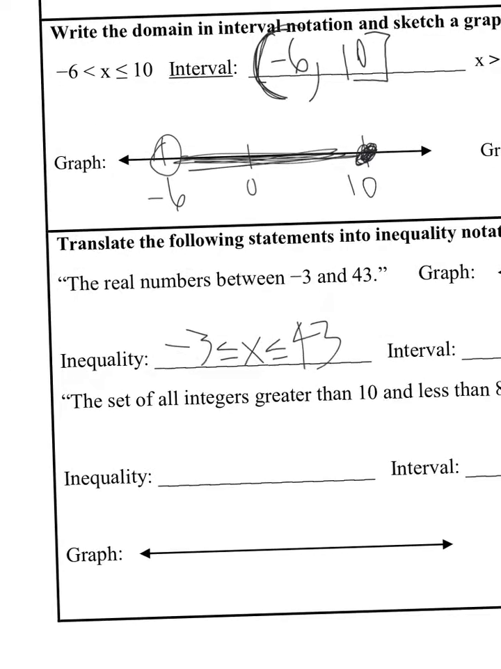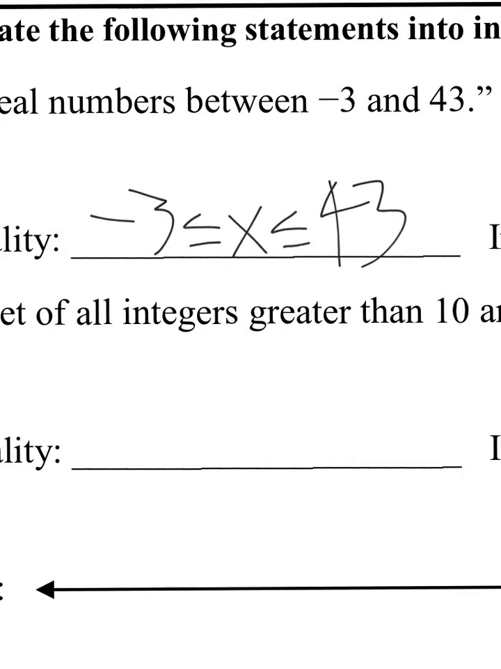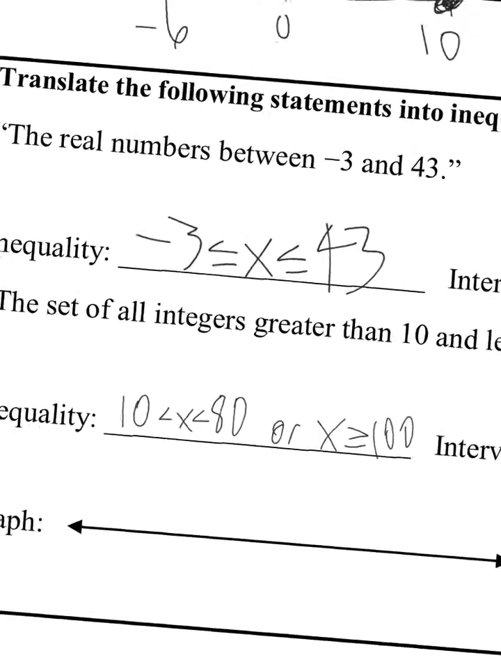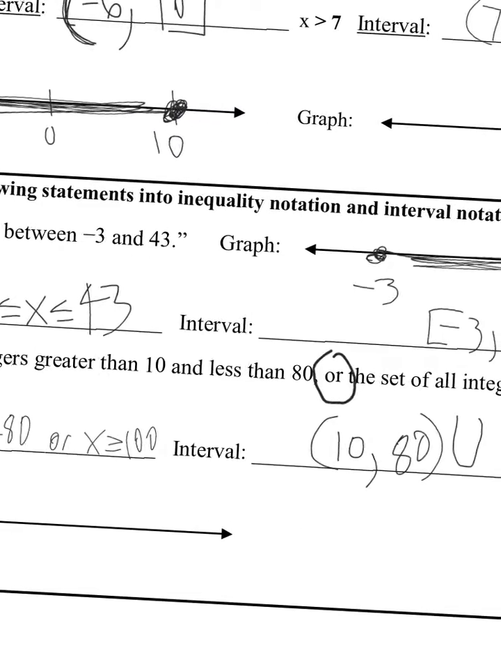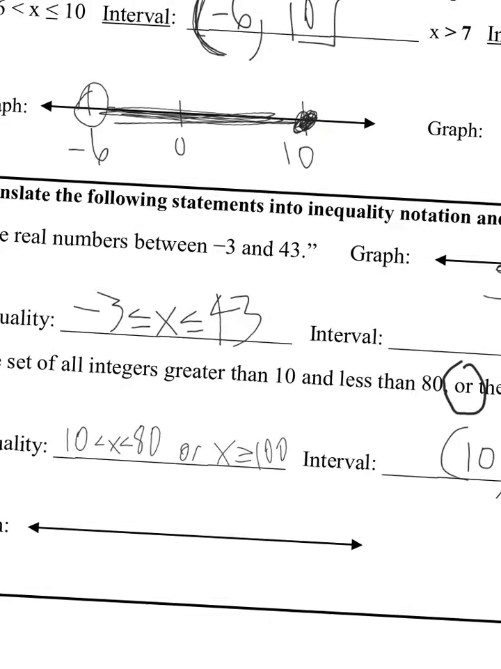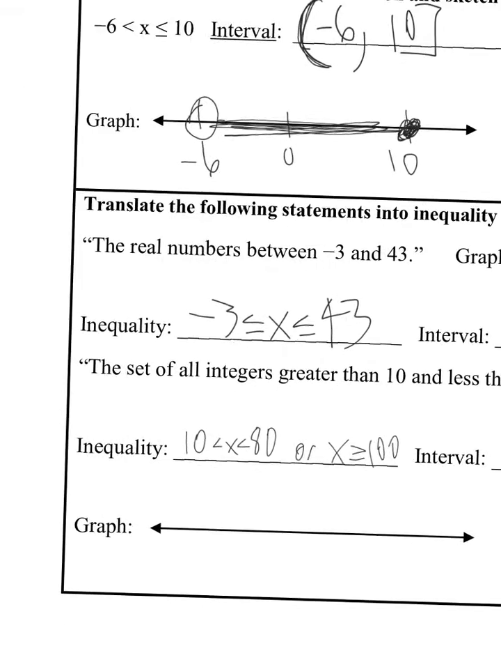What does the inequality notation look like? You're going from 10 to 80, like that. Or x is greater than or equal to 100. Okay? So I mean that's basically it for this. Greater than 10, less than 80, or the set of all integers greater than or equal to 100. So that's what that looks like in inequality notation.